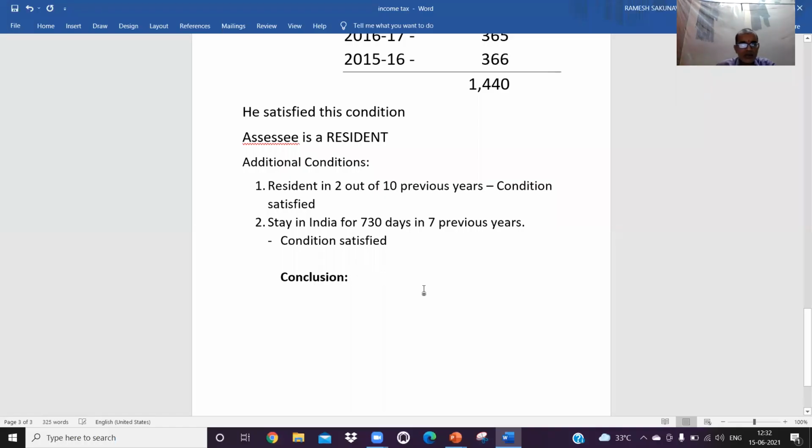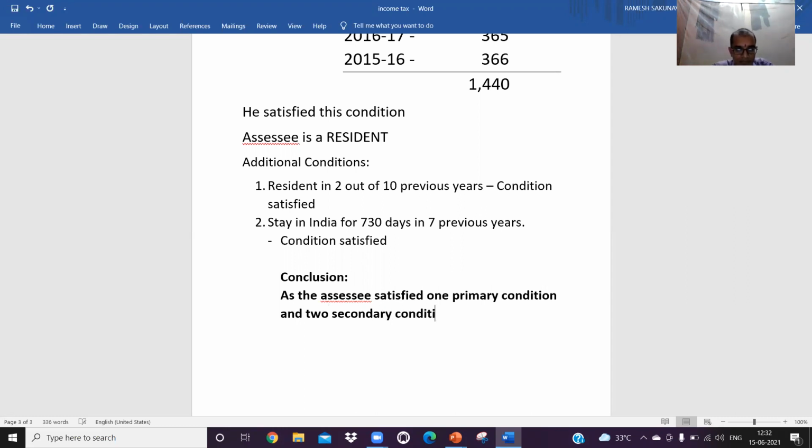So now, see what is our conclusion? As the assessee satisfied one primary condition and two secondary conditions, his residential status is, in inverted commas, you have to put resident and ordinarily resident. Likewise, you have to put.